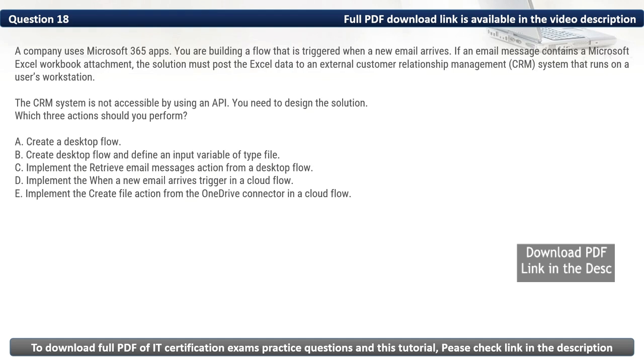Question 18. Company uses Microsoft 365 apps. You are building a flow that is triggered when a new email arrives. If an email message contains a Microsoft Excel workbook attachment, the solution must post the Excel data to an external customer relationship management system that runs on a user's workstation. The CRM system is not accessible by using an API. You need to design the solution. Which three actions should you perform?